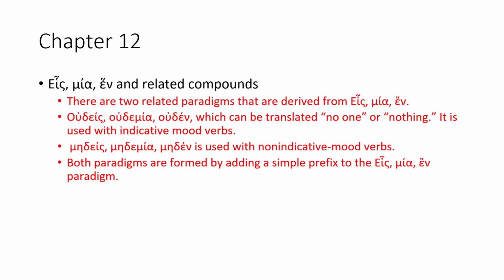Heis, mia, hen and related compounds. There are two related paradigms that are derived from heis, mia, hen. So one is oudeis, oudemia, ouden, which can be translated no one or nothing. It is used with indicative mood verbs. Mēdeis, mēdemia, mēden is used with non-indicative mood verbs. Both paradigms are formed by adding a simple prefix to the heis, mia, hen paradigm. So once you know heis, mia, hen, it's not too complicated, and you'll learn oudeis, oudemia, ouden, and mēdeis, mēdemia, mēden.